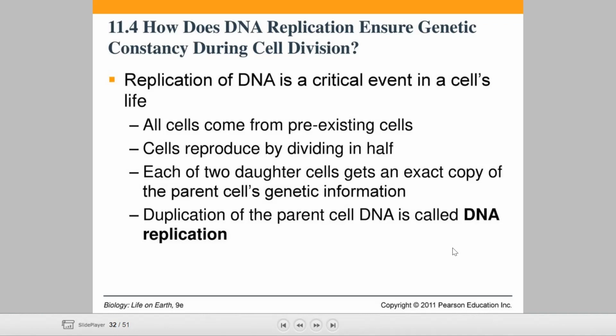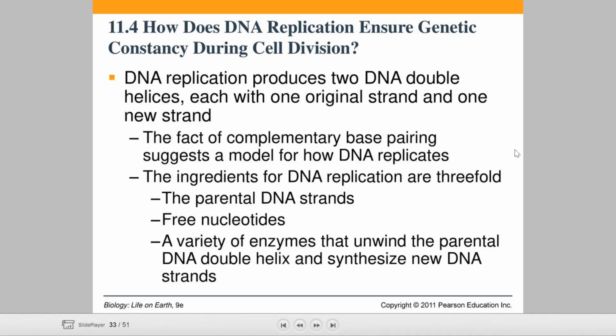There is mitosis, one type of cell division, and each of the two daughter cells gets an exact copy of the parent cell's genetic information. How come? Because there is duplication of the parent cell's DNA that we call DNA replication. DNA replication produces two DNA double helices, each with one original strand and one new strand. The fact of complementary base pairing suggests a model for how DNA replicates. The ingredients for DNA replication are threefold. You have three ingredients.